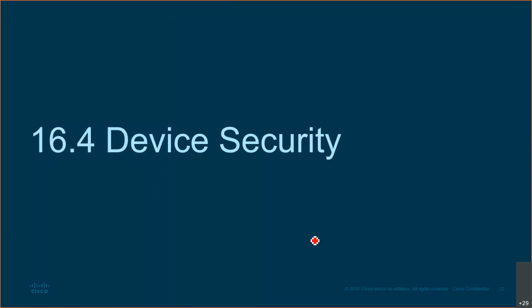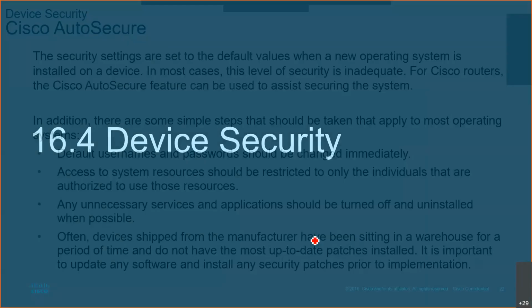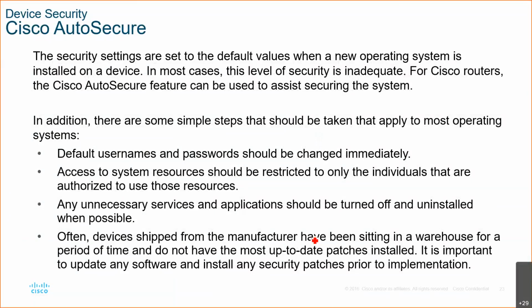You should also have device security. You have to ensure that whatever operating system you have is very secure. For Cisco routers, as they say over here, the Cisco AutoSecure feature can be used to assist in securing the system. And then there are certain tests.